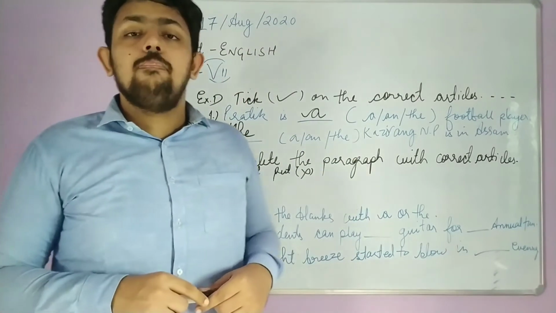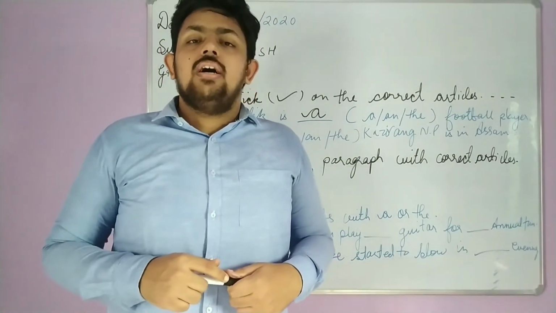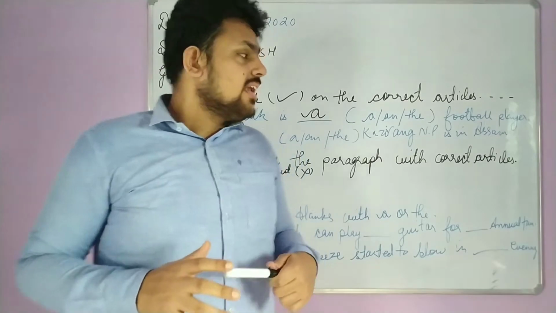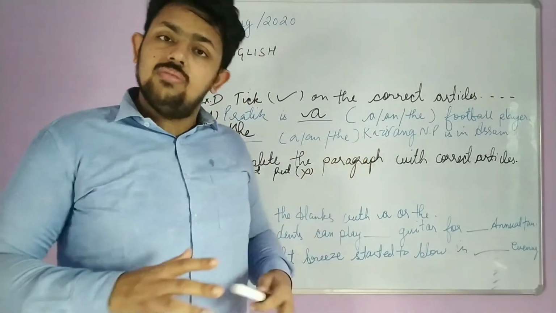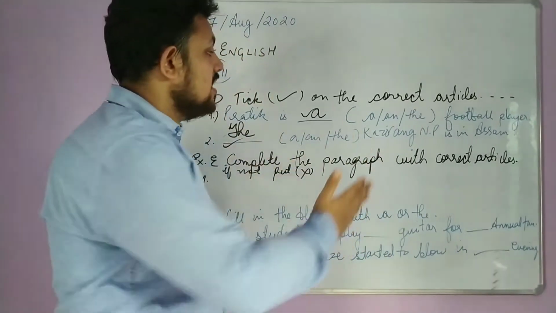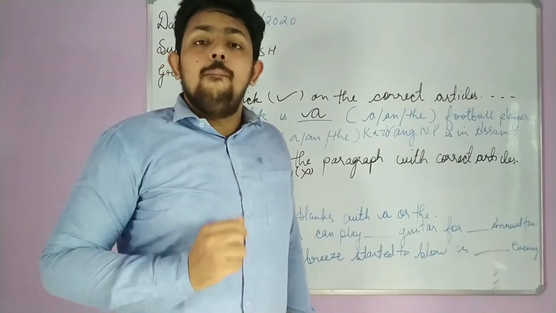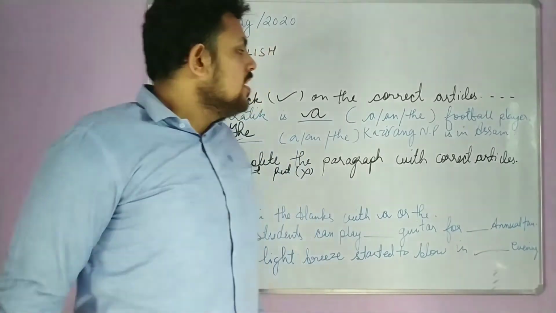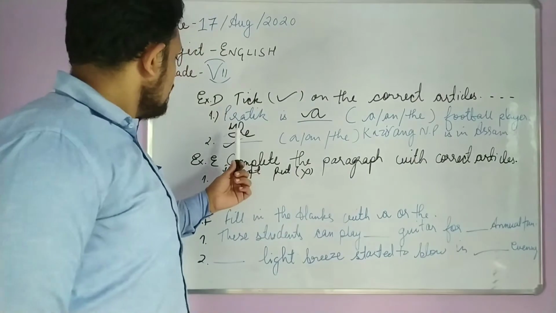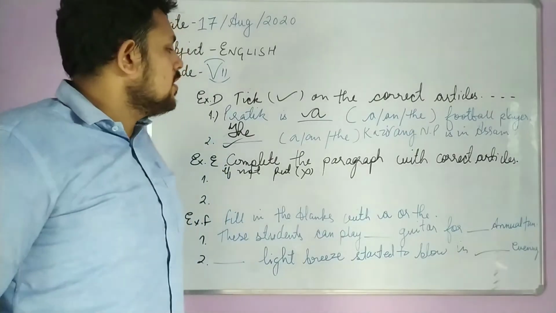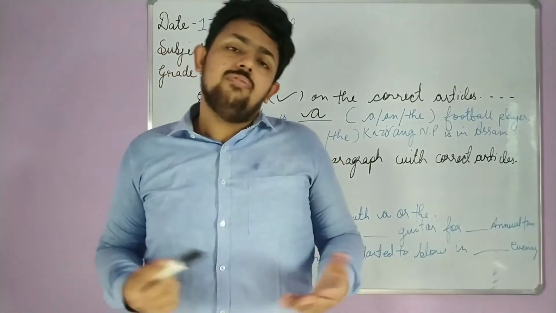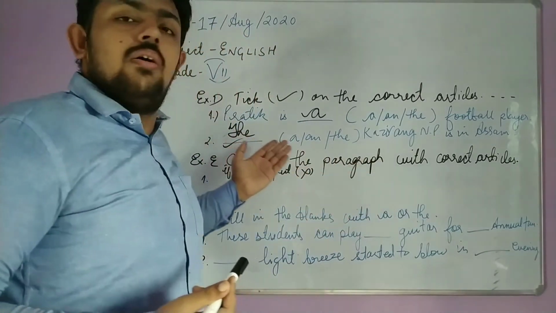But when the place is of a particular kind, like Kaziranga National Park, many national parks are there, but Kaziranga is one of the best national parks. It is one of the places, then we use the. But if it would have been a place in Assam, then we would have used nothing here.